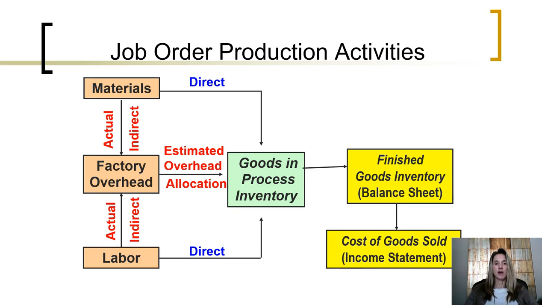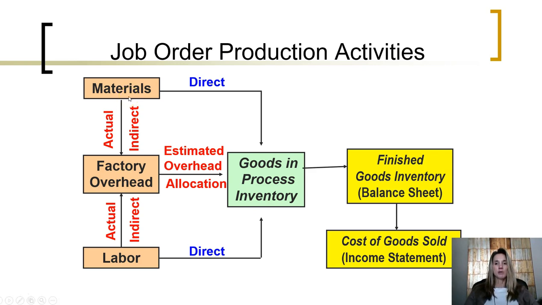We can see the flow of costs through a job order costing system. Recall that there are three costs companies incur when producing a product. They have material cost, they have labor cost, and they have indirect costs, which we classify as factory overhead.